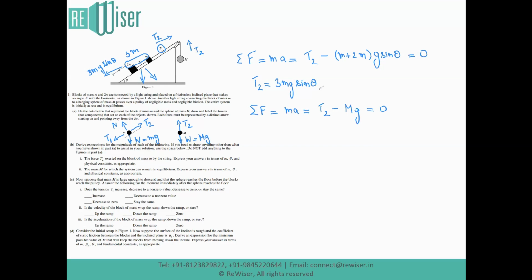Since the value of T2 is known, we substitute that, making the equation 3 times small m times G times sine of theta minus capital M times G equal to 0, giving us the final expression for capital M as 3 times small m times sine of theta.